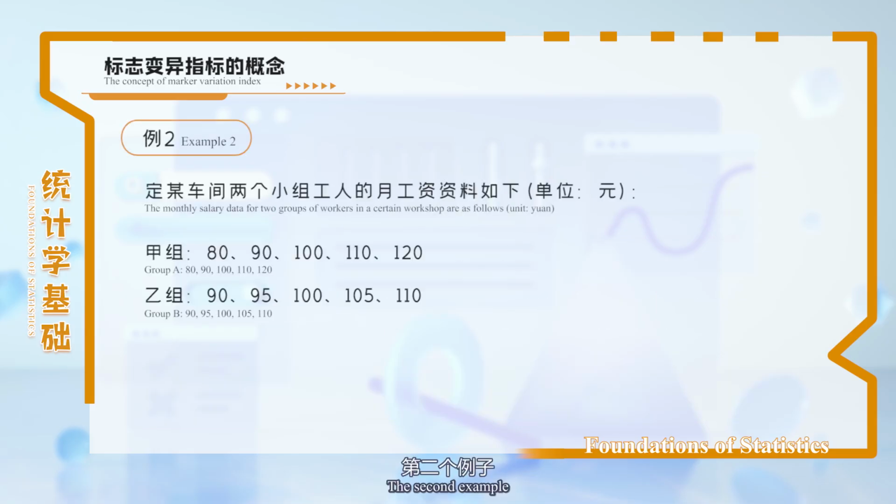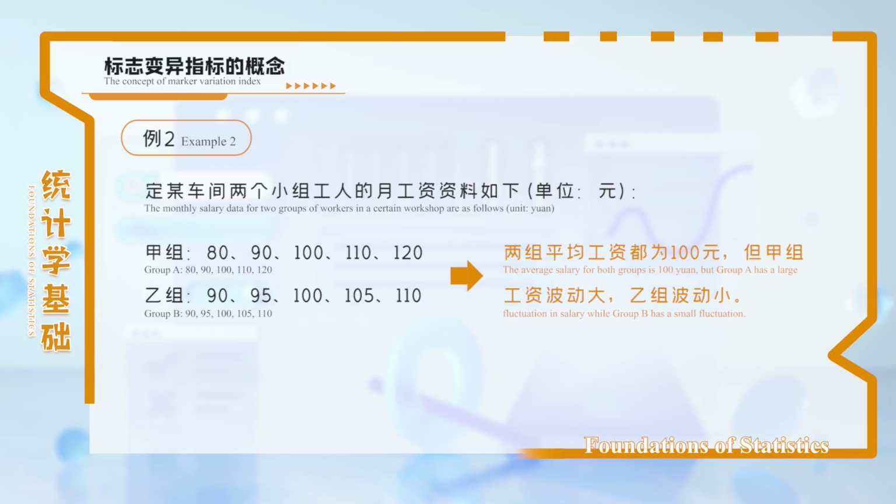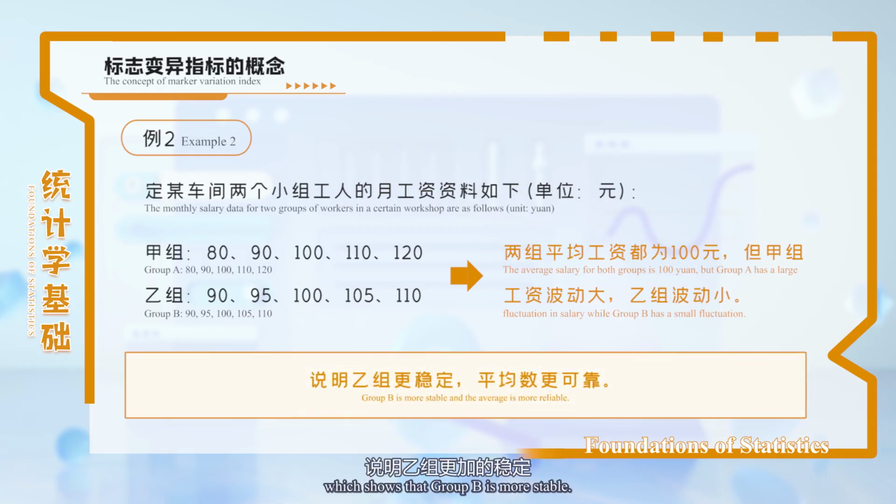The second example is about the wages of Group A and Group B. The average salary of both groups is 100 yuan. But as you can see, the salary of Group A fluctuates greatly, and the fluctuation in Group B is small, which shows that Group B is more stable, and the average is more reliable.